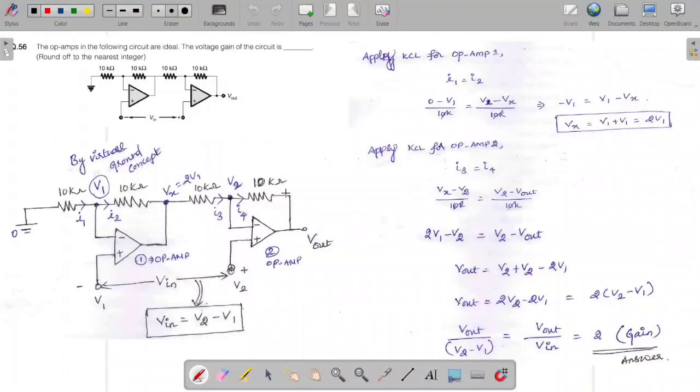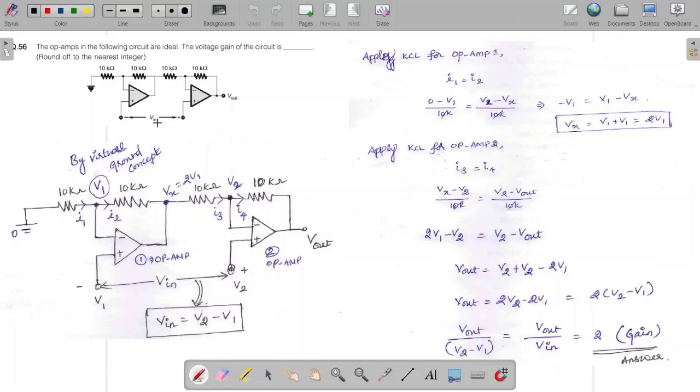The op-amps in the following circuit are ideal. The voltage gain of the circuit is the question. From this question, we have two operational amplifiers connected as shown in the figure, and we have to find the voltage gain. What is voltage gain? Voltage gain is nothing but output voltage divided by input voltage, that is the gain of the amplifier. So I have redrawn this diagram here.